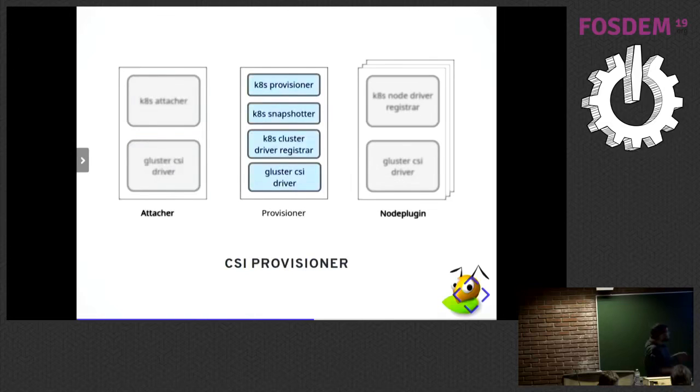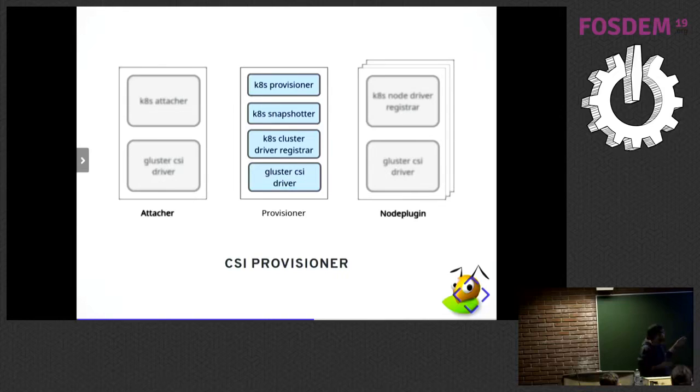So the provisioner pod, right? This is the main pod for us right now. This is the one pod that listens for Kubernetes persistent volume requests or persistent volume claims, forwards them to Gluster, and that does it basically. It listens for the create and delete volume requests and forwards them to Gluster, translating them to the GD2 requests.